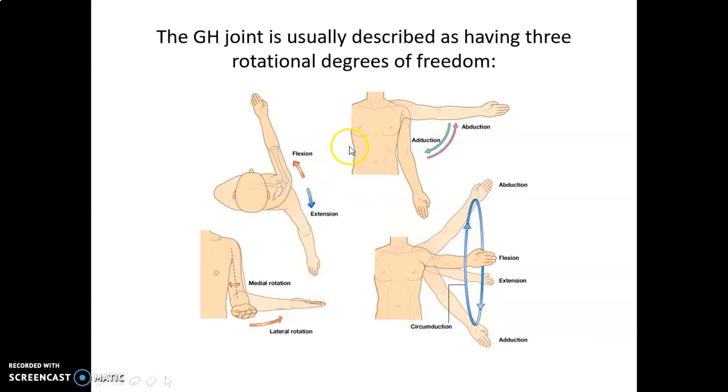Now, when you are talking about the glenohumeral joint, and especially the glenohumeral motions, the motions are usually described as having 3 rotational degrees of freedom. That means it happens in 3 axes: flexion and extension, abduction and adduction, and medial rotation and lateral rotation. What you see as circumduction is an extra accessory movement, which is actually a combination of abduction, adduction, and flexion extension together.